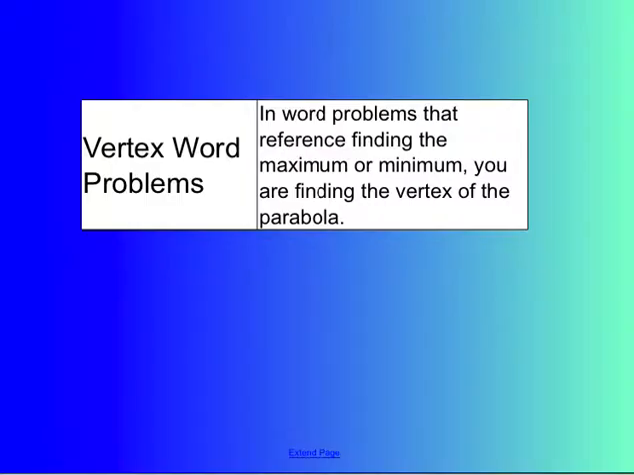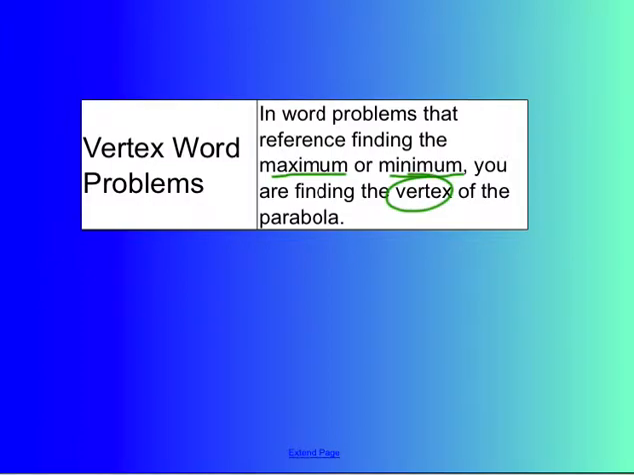So the first thing we're going to look at is vertex word problems. In vertex word problems, the word problems that reference finding a maximum or a minimum, you need to find the vertex. So maybe make a huge, large note to yourself that if you see the word maximum, minimum, maximize, minimize, anything to that extent, you have to use the vertex. Typically, the y coordinate is what's going to give us what we want.